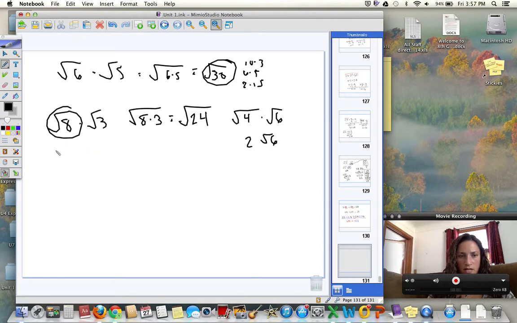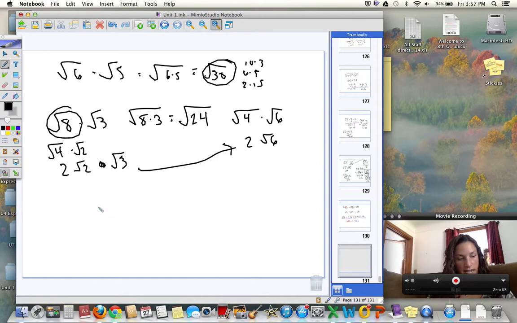Or you could have done it right here. Square root of 8 is square root of 4 times the square root of 2, which would give me 2 root 2, times root 3, would still give me my 2 times my 3 is my 6, 2 root 6. So you can either multiply it right away, or you can simplify and then multiply. Either way, you'll get the same answer.